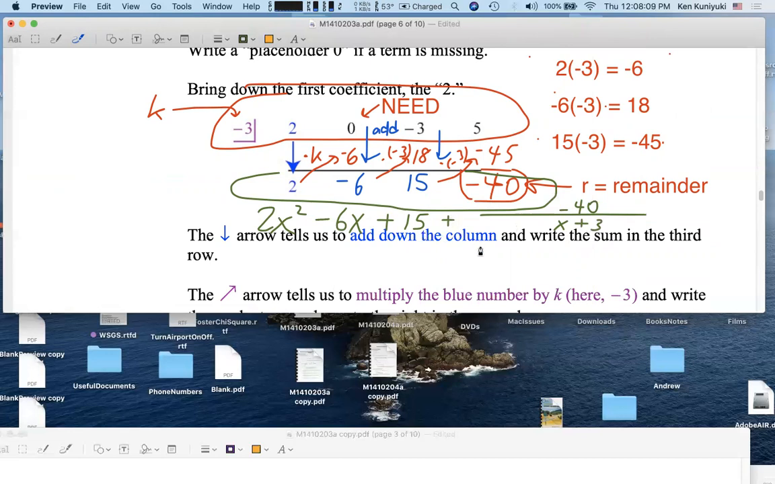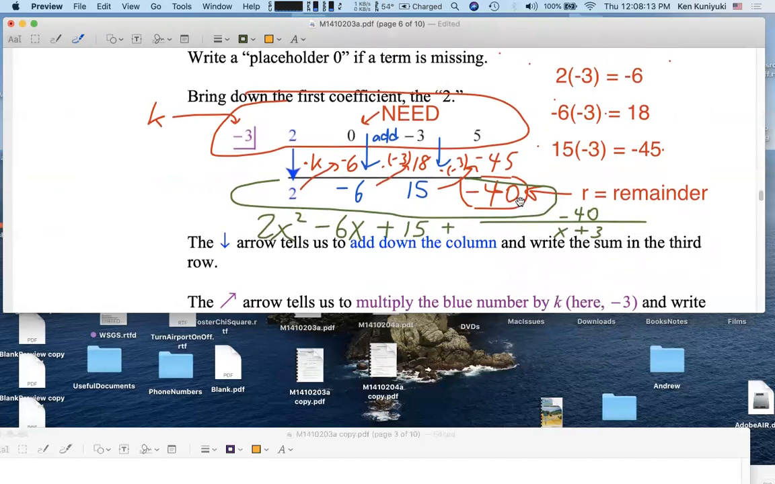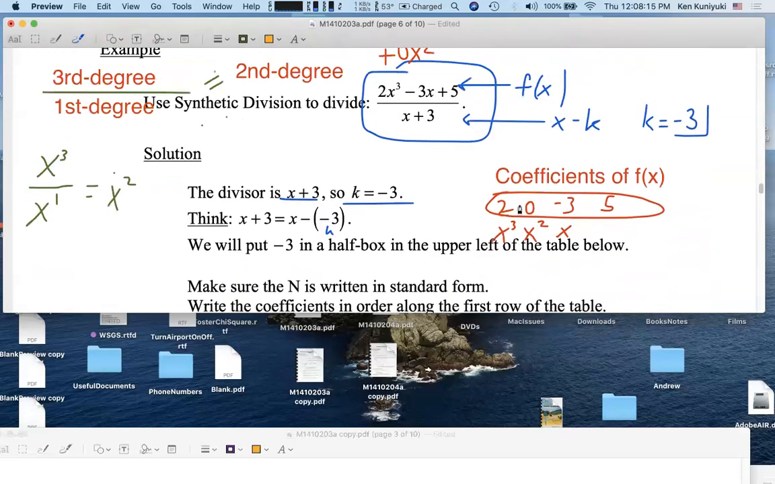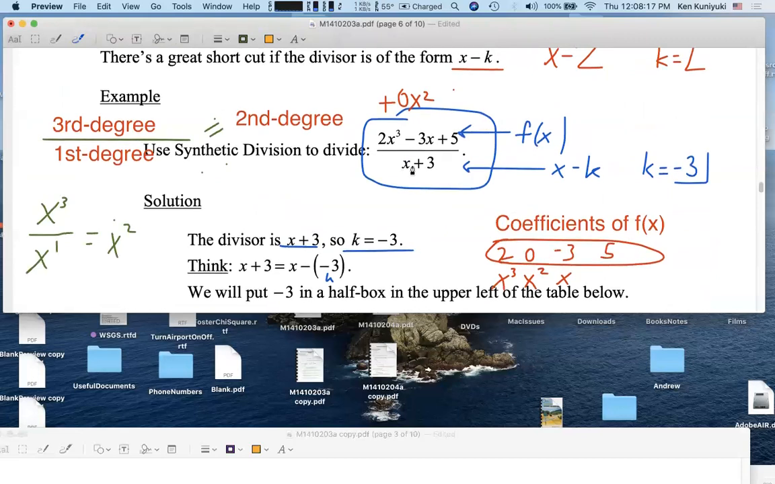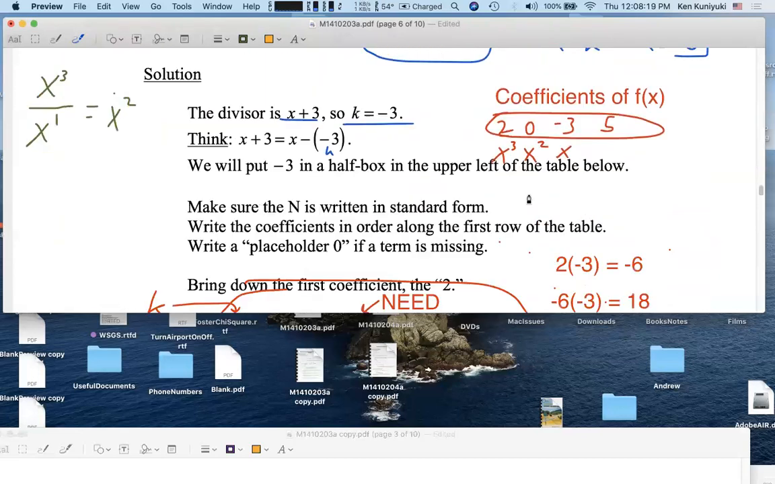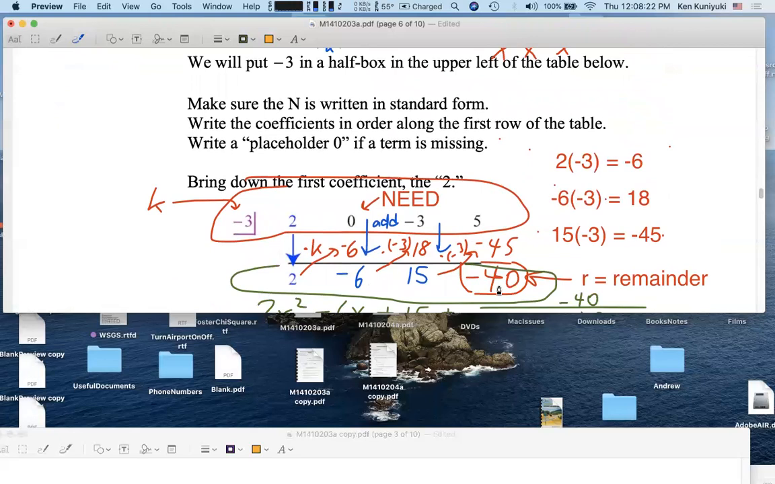All right. And you would have gotten this from long division as well. By the way, the remainder has to be a constant because when you're doing synthetic division, we're assuming that the divisor is linear, first degree, which means that the remainder better be a constant, either 0 or something with degree 0.